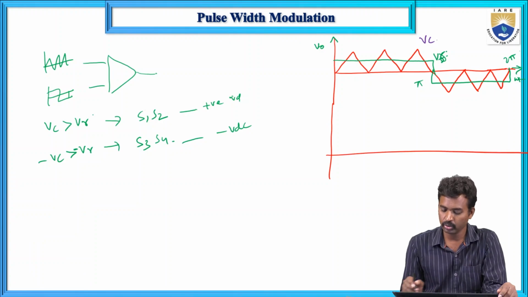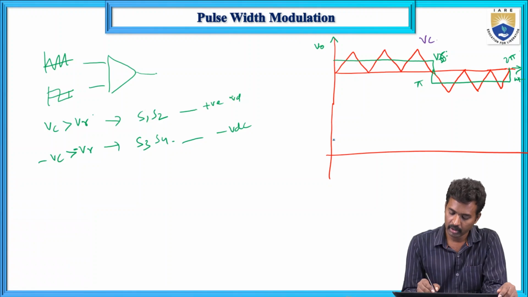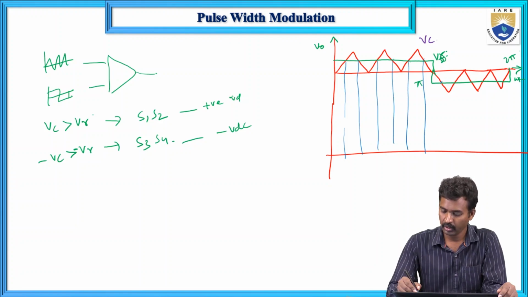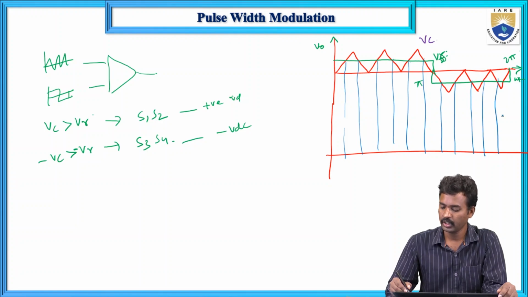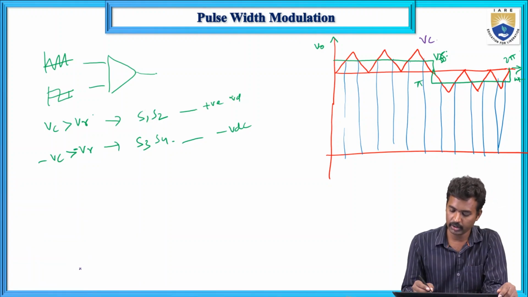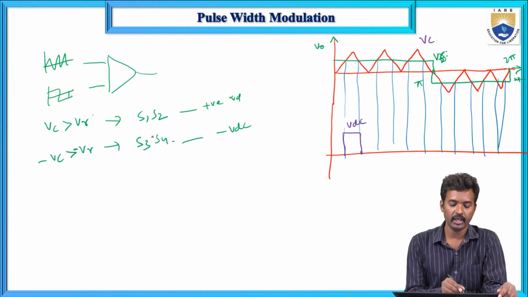So now how will the fundamental output voltage be obtained? These are the waveforms. First, let me change the color over here. So in this one, VC is greater than VR. So here plus VDC, and S1, S2 switches will conduct.